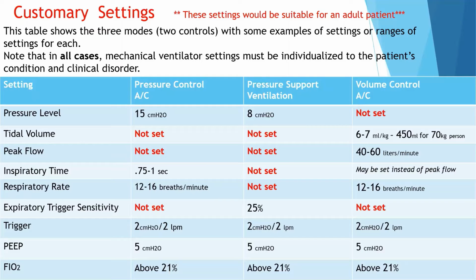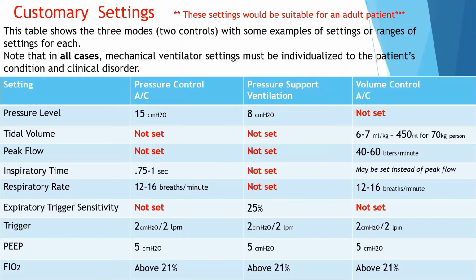In volume control, assist control, we do not set a pressure level. Instead, we set a tidal volume, and the normal amount of tidal volume is between 6 and 7 mils per kilogram. For a 70 kilogram person, we would set around 450 mils. The peak flow is anywhere between 40 and 60 liters per minute.